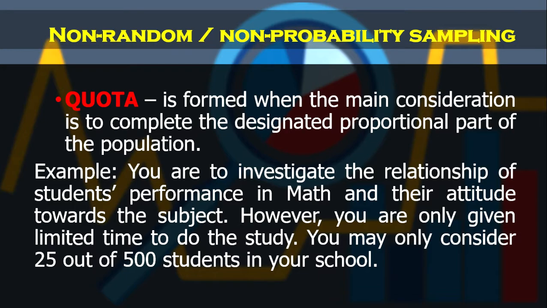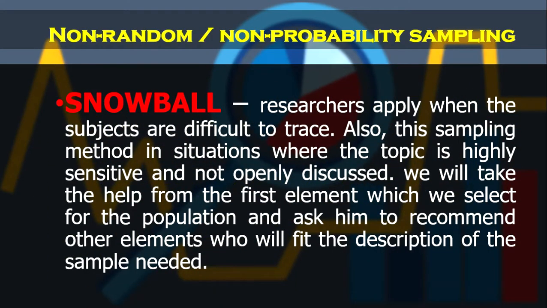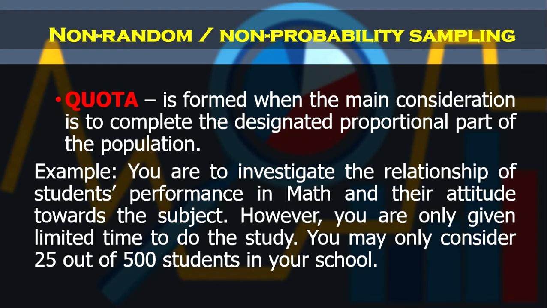And the next one, quota. It's a form when the main consideration is to complete the designated proportional part of the population. So here, in quota, we determine a specific number of individuals to select in our sample. For instance, you are to investigate the relationship of students' performance in math and their attitude towards the subject. However, you are only given limited time to do the study. You may only consider 25 out of 500 students in your school. So it's limited, you are just setting the number of the sample.